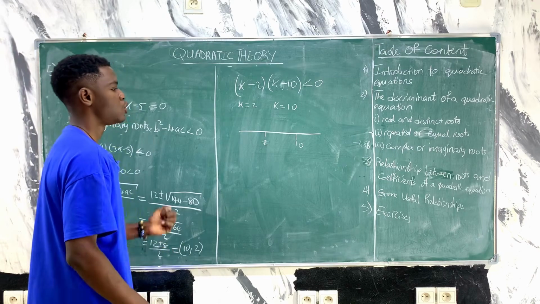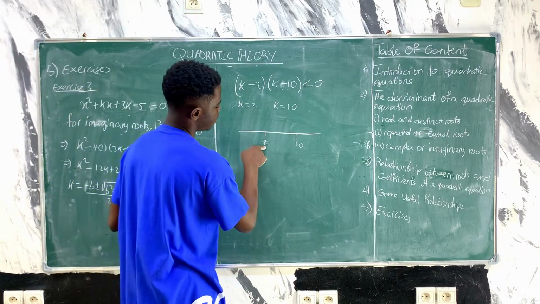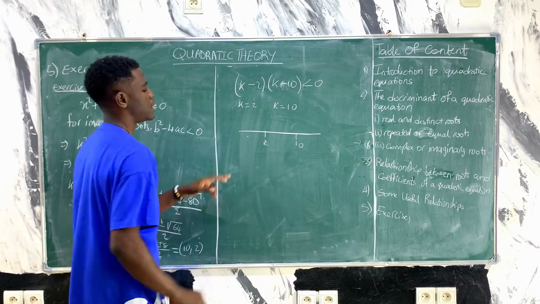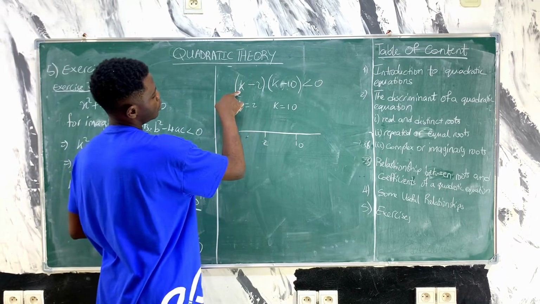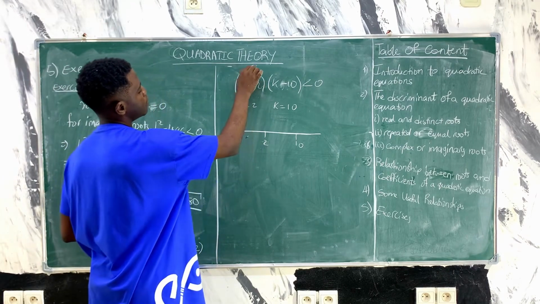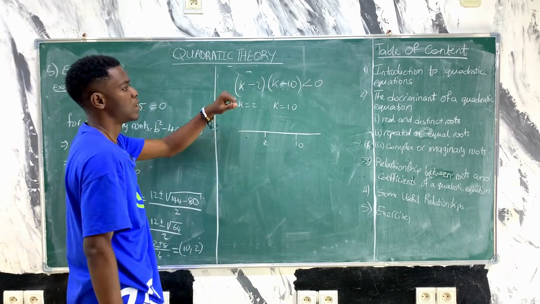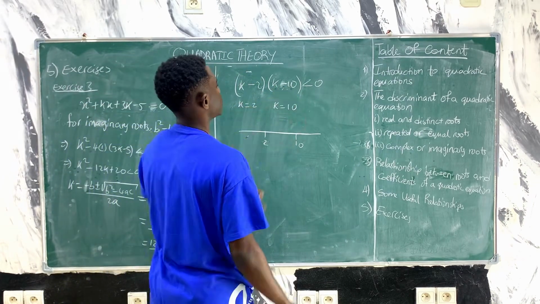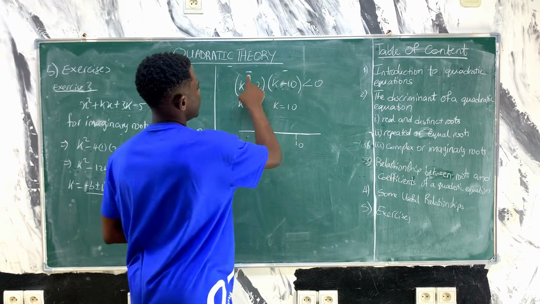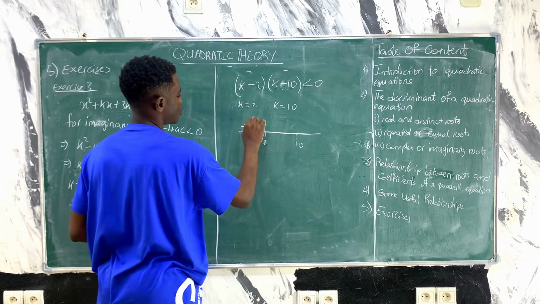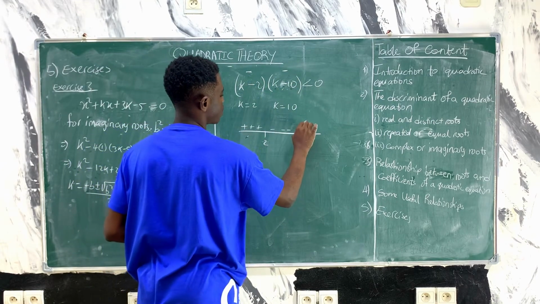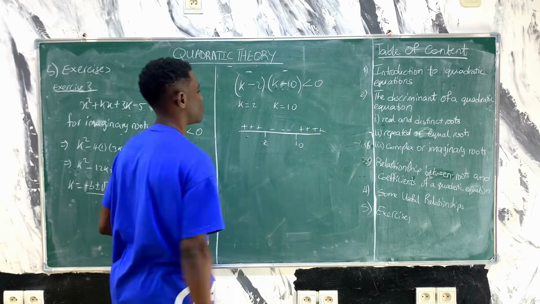A random number, I choose 0. 0 is less than 2, so 0 will be here. I'll check the sign here. When I put 0, 0 minus 2 is negative, so it's going to give me a negative answer. So everything here is going to be positive. Everything here is going to be negative. Everything here is going to be positive.